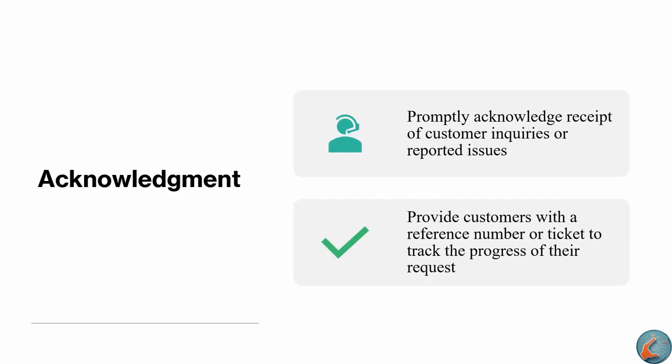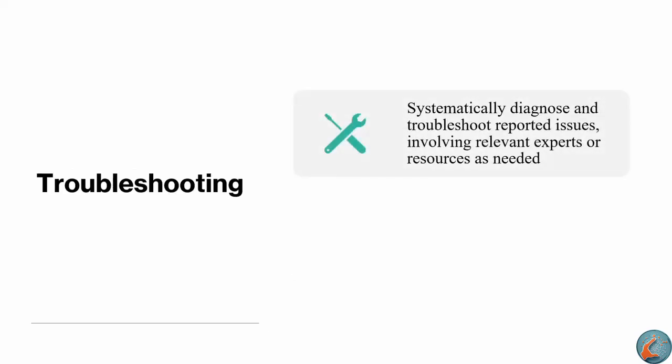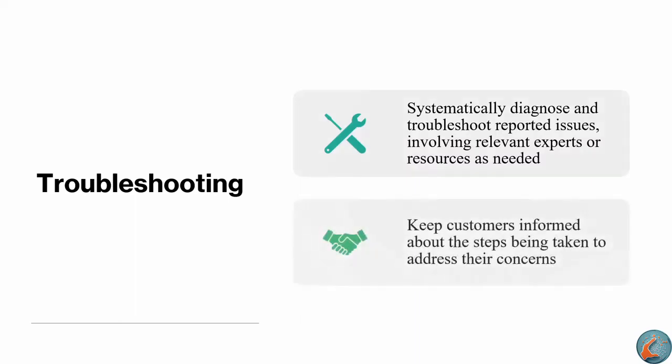Now, how can an IT support person or customer IT relation person become effective in troubleshooting issues? One, systematically diagnose and troubleshoot reported issues, involving relevant experts or resources as needed. Two, keep customers informed about the steps being taken to address their concern. These are two effective methods when it comes to troubleshooting issues for end users or customers.